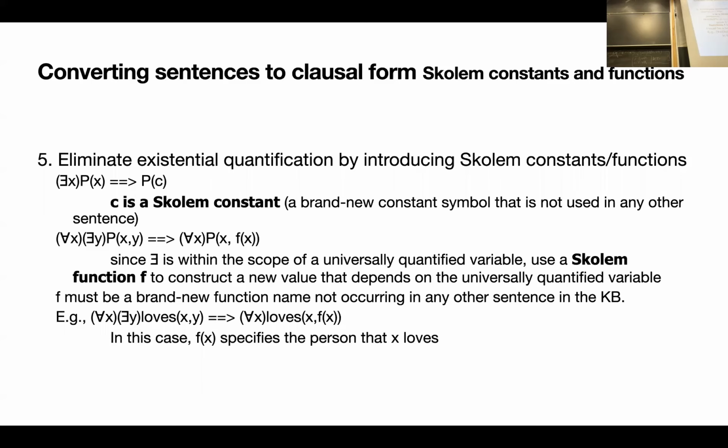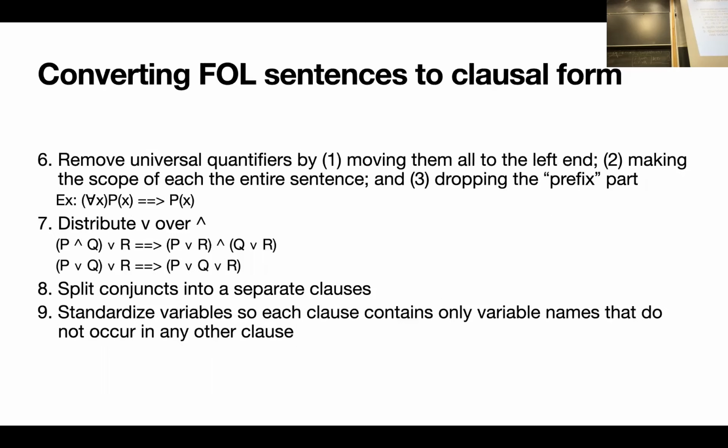There's something we also do about the constants. I won't go into this slide, I'll let you read it at home. But the idea is we simply introduce constants for the existential quantifier. So instead of exists x P of x, we simply put P of c, where c is a constant that has not been used before. I'll let you read it at home.